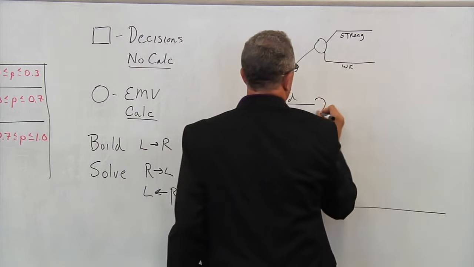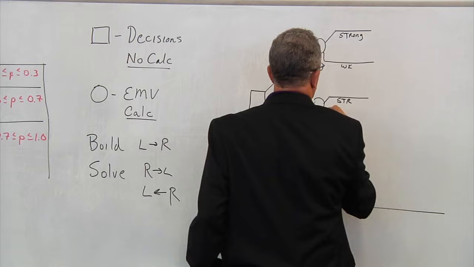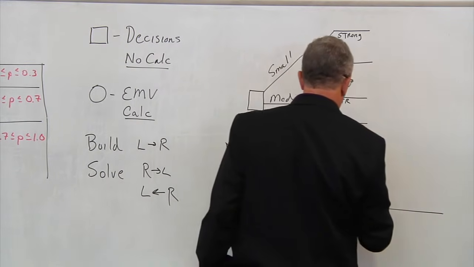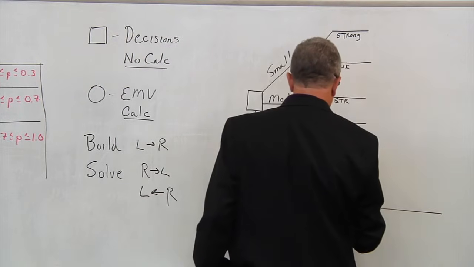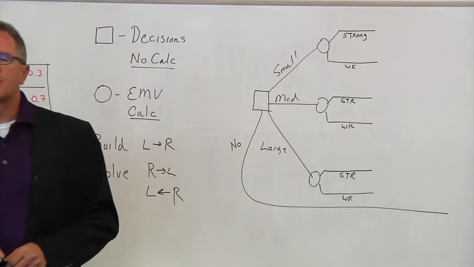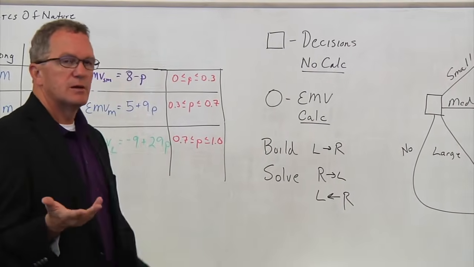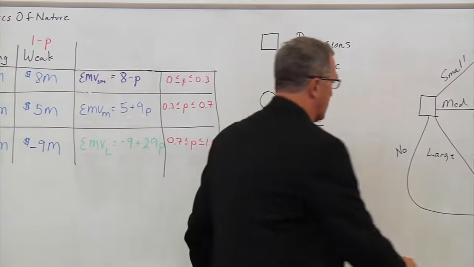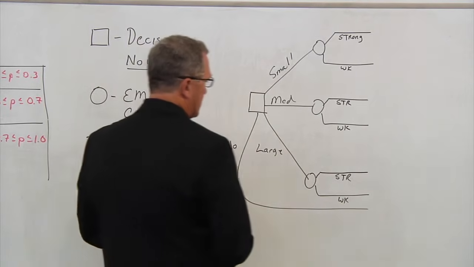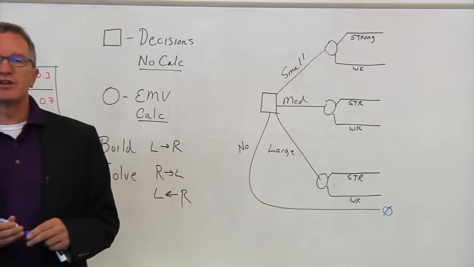For mediums, same thing, strong and weak. Large, strong, and weak. Now you'll notice I didn't put a strong or weak with the no investment. That's because it doesn't really matter. If I don't make any investment whatsoever, if I choose not to invest in any condos whatsoever, I know what the end result will be. It will be worth $0 no matter what the state of nature is.